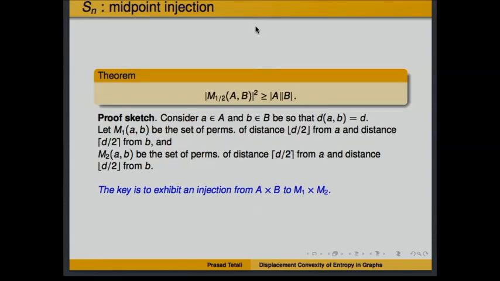And this uses a Jerrum–Sinclair type canonical path argument, because once you have this, you try to form an injection from A cross B to the midpoint set squared. You can do that by looking at permutations, looking at the difference as cycles, which is natural, and then try to fix them in some canonical order. For the simple case without curvature, this is what Ollivier and Villani do. They do a canonical path argument.